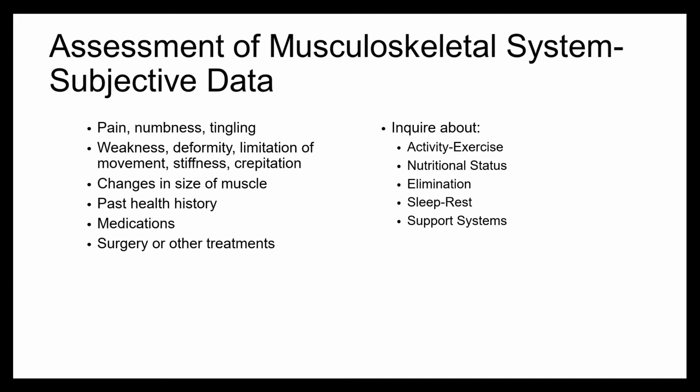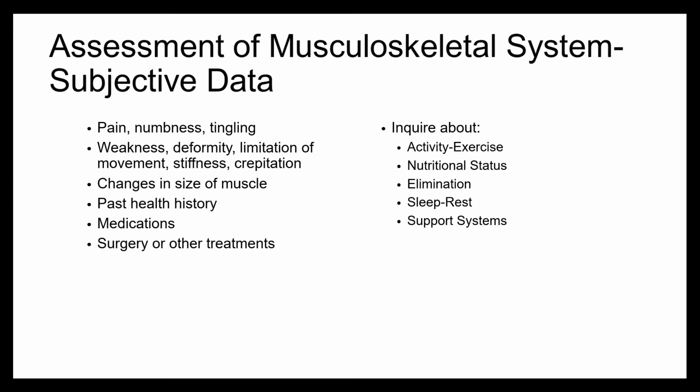Again, sticking with this activity and exercise theme, we need to ask them about their range of motion. If they're able to move all of their joints comfortably, we need to know if they have any difficulty performing any of their activities of daily living, such as dressing, preparing their meals, feeding themselves, performing basic hygiene, writing, even using a phone or maintaining their home.